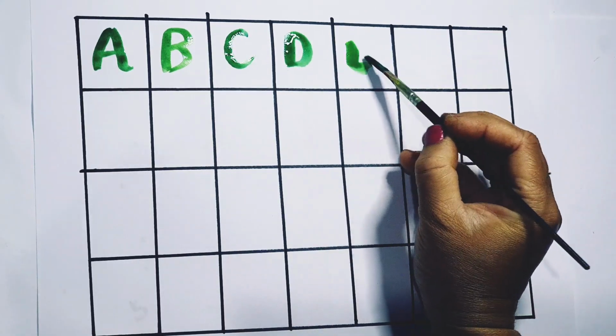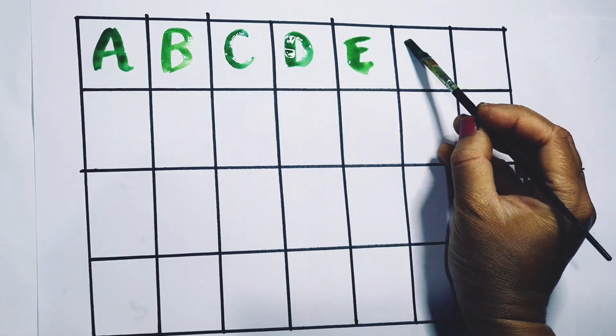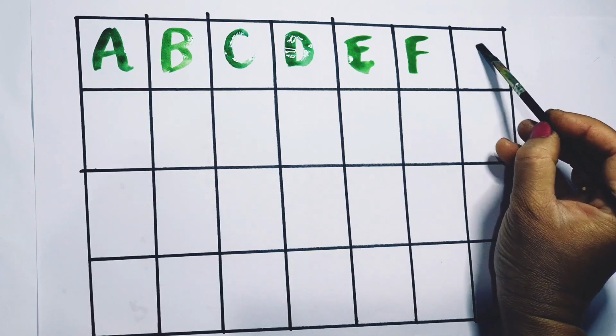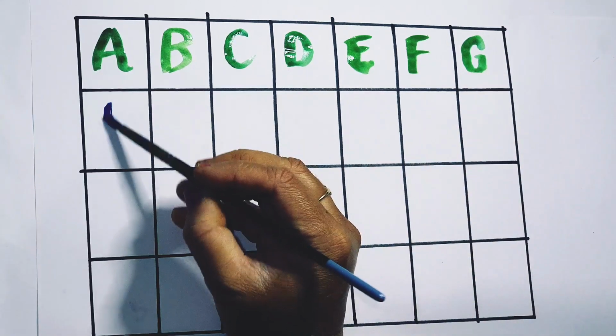E. E for egg. F. F for fish. G. G for goat. Blue color.